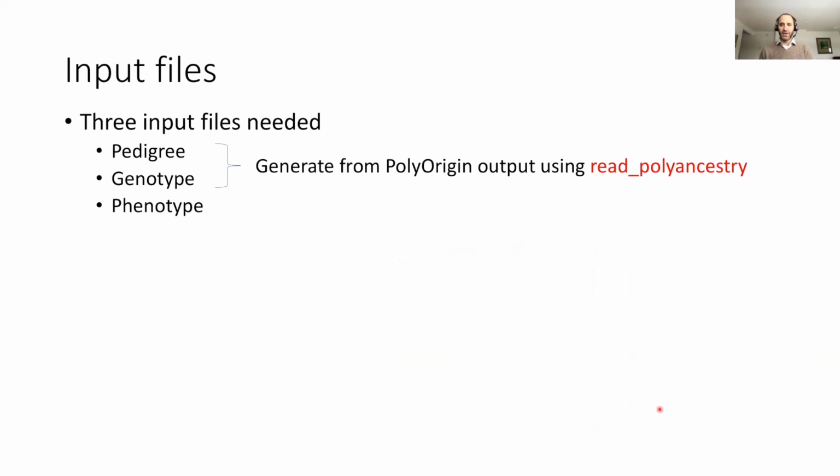The input files, there are 3 of them that are needed to run the software. The first 2 are the pedigree and the genotype file, and they basically come directly from PolyOrigin. You heard from Chaozhi yesterday about a file that's produced by PolyOrigin that has the word polyancestry in it. And this function within the diaQTL package called read_polyancestry takes one argument. You just give it the name of the file that you got from PolyOrigin, and it will parse that file and give you the pedigree and genotype files that you need to run diaQTL. The phenotype file you have to prepare separately, and we'll look at that in a second.